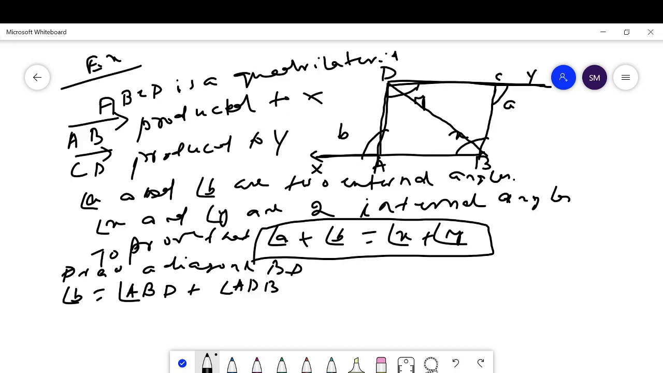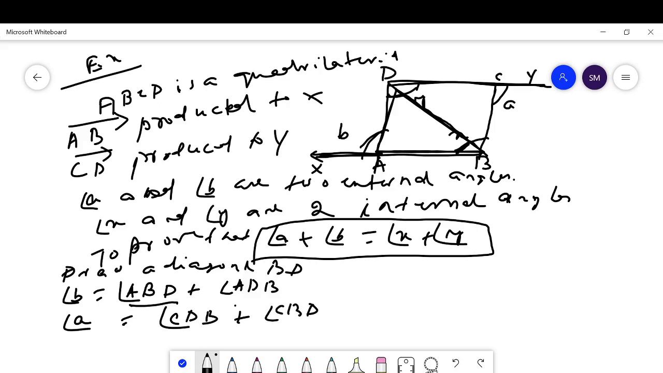Here in the triangle ABD, B is the exterior angle and the interior opposite angles are this angle and this angle. Hence, angle B is equal to the sum of the two interior opposite angles, angle ABD plus ADB. In the same way, angle A is equal to angle CDB plus CBD.